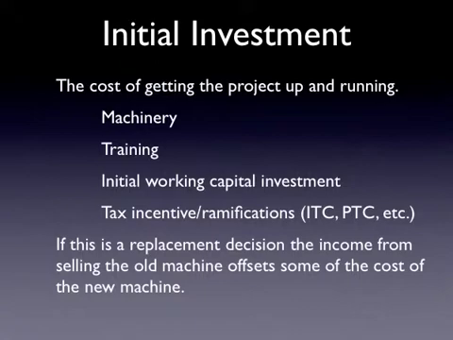The second type of cash flow that we have to consider, the first one was these operating cash flows that we just looked at. The second type is initial investment. That's the cost of getting the project up and running. So we buy some machinery, we train employees, maybe we make a working capital investment, and we take into consideration any sort of tax incentive, say investment tax credit, production tax credit, and so on. In addition, if this is a replacement decision, that is, a new machine is replacing an old one, then the income from selling the old machine will offset some of the cost of the new machine.